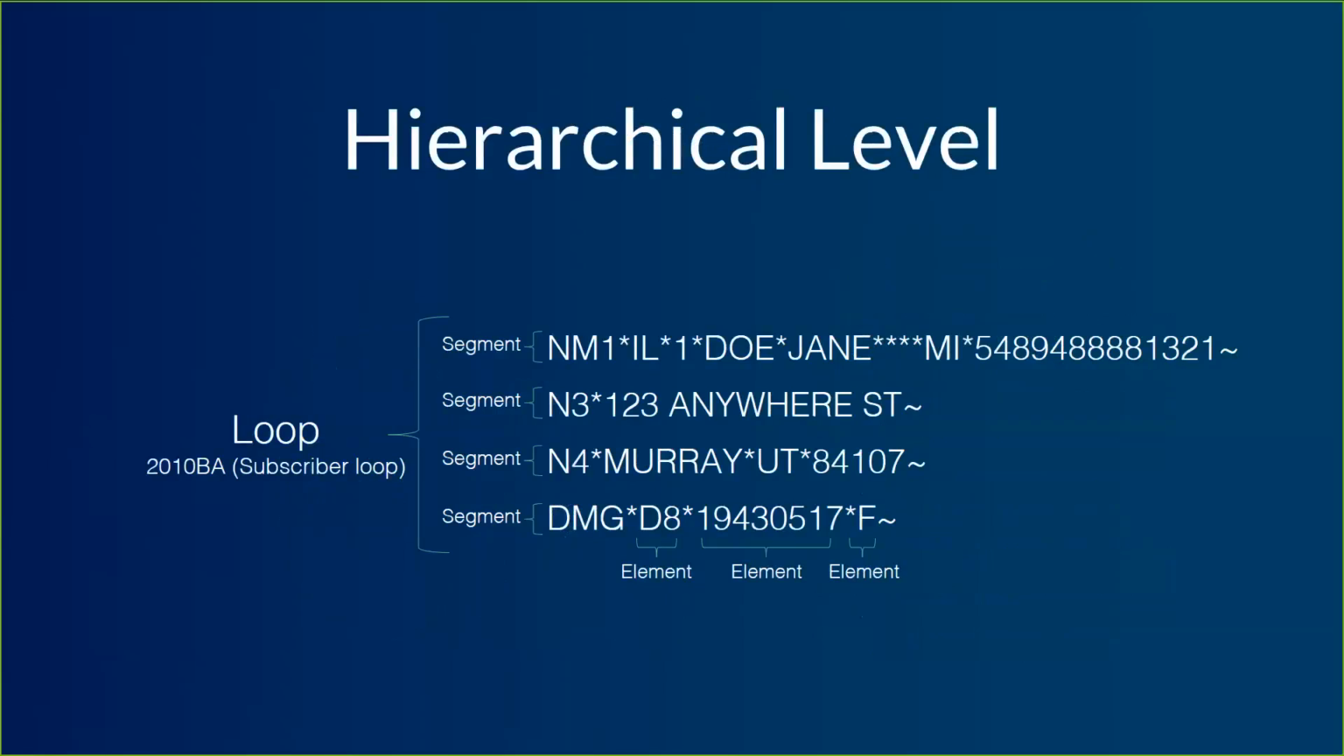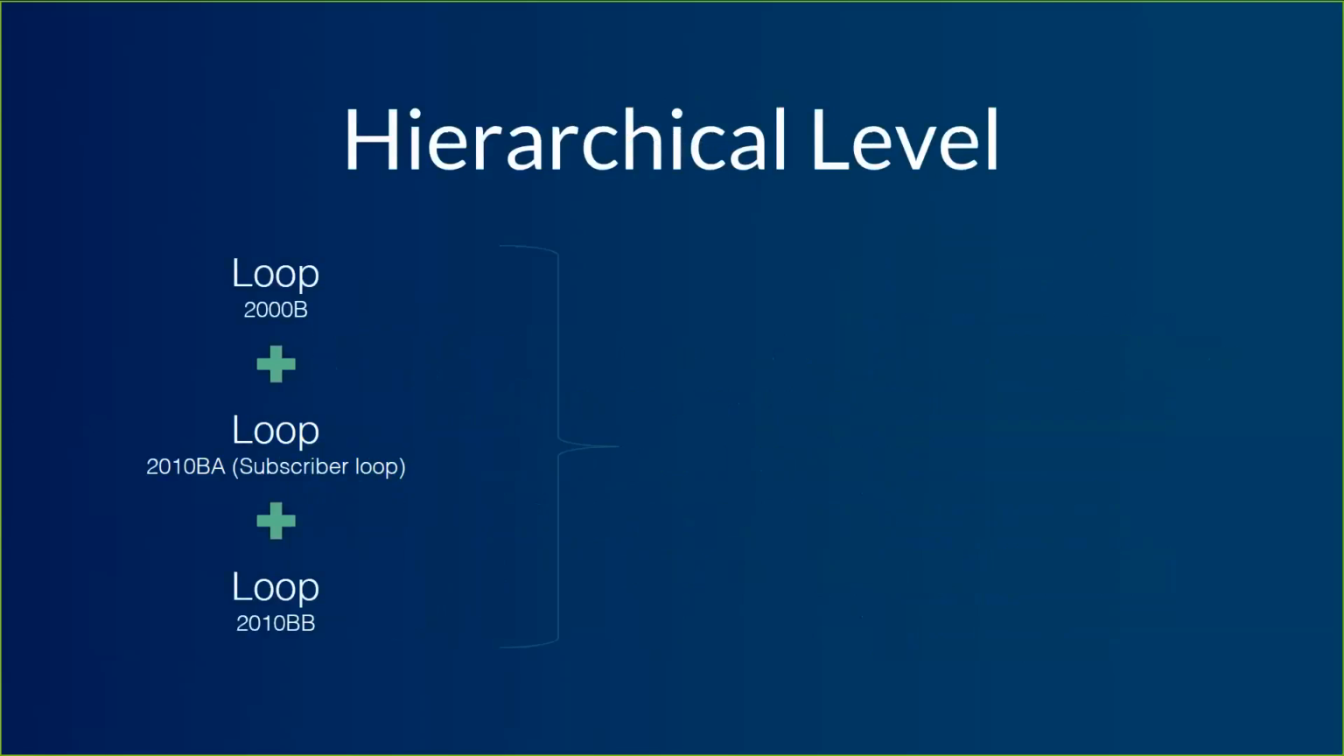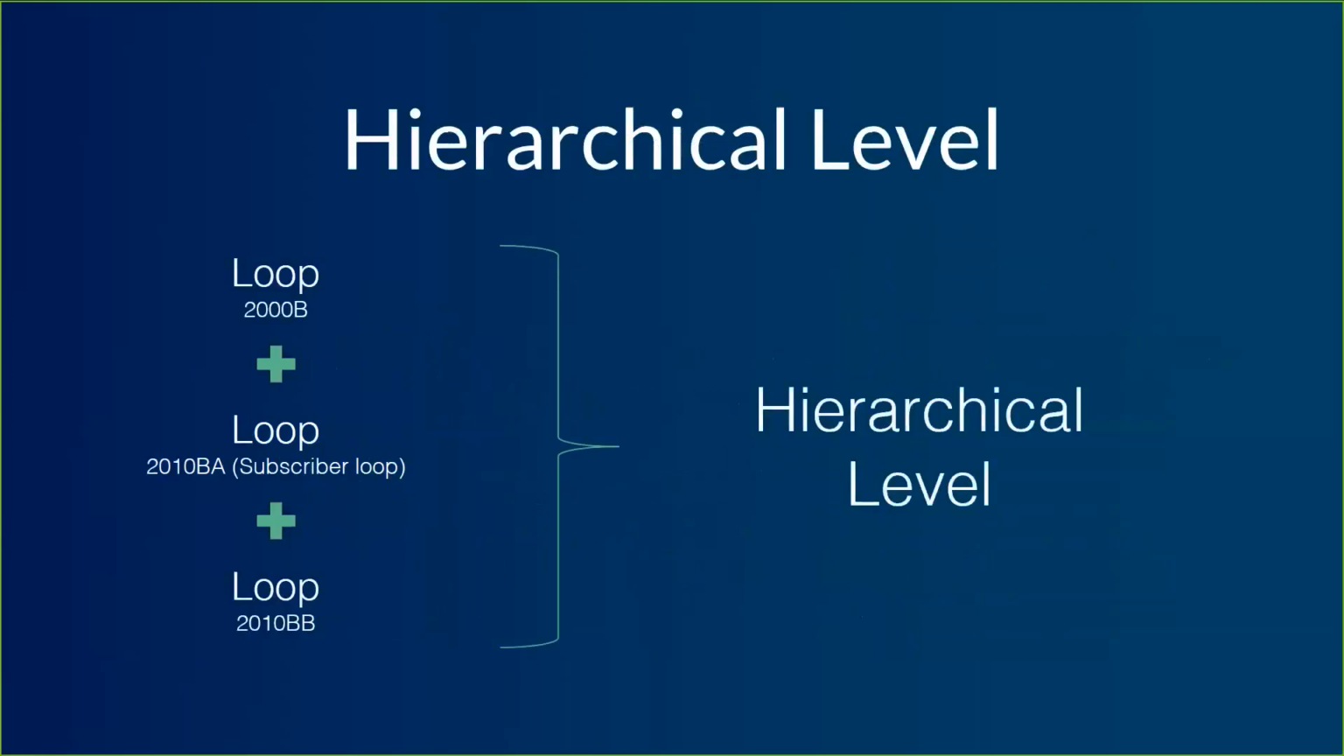Now, there is a grouping of data larger than the loop. If you have multiple loops that are related, they will come together and form a hierarchical level. Hierarchical levels are going to be extremely important when we get to the 277CA. So just remember, a hierarchical level includes multiple loops, and then inside of the loops, you get your segments and your data elements.